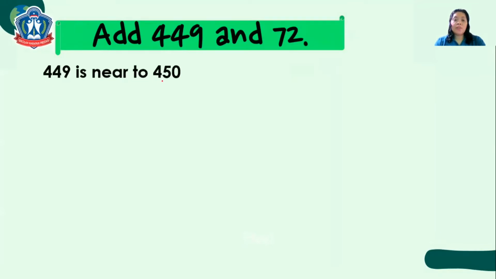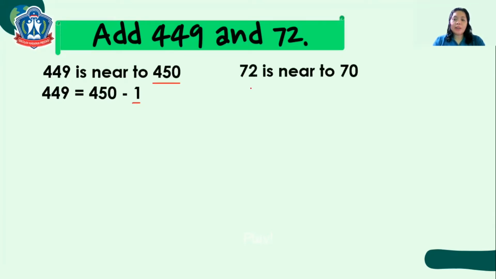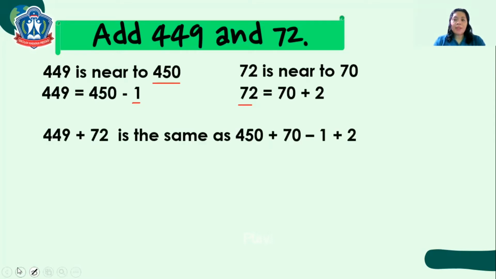Another example. Let's add 449 and 72. 449 is near to 450, so we can use 450, but let's subtract 1 on our final answer. 72 is also near to 70, so we can use 70, but we will add 2 later because we need 72. Okay, like this. So our addition problem will look like this: 450 plus 70 minus 1 plus 2. Minus 1 because we only need 449, plus 2 because we need 72.